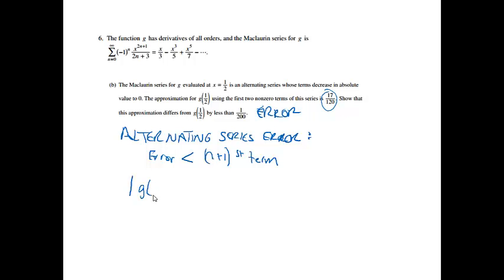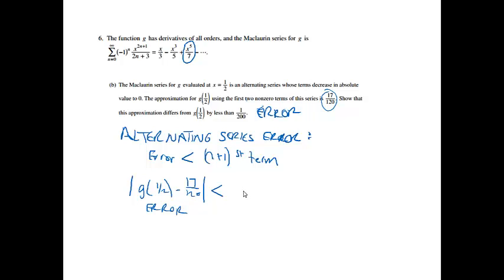So I'm going to put G of 1/2 minus 17 over 120. This is just standing for the error. You can just write error if you wanted to. We know that it has to be less than the n plus first term. So they did the first two terms. So this is a first term, this is a second term. So we just need to show that the error is always going to be less than this term right here.